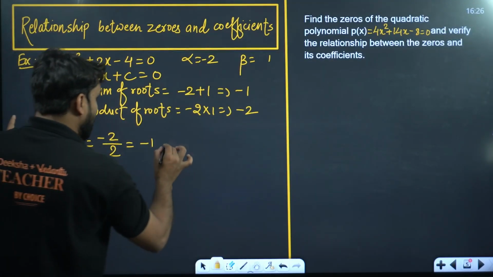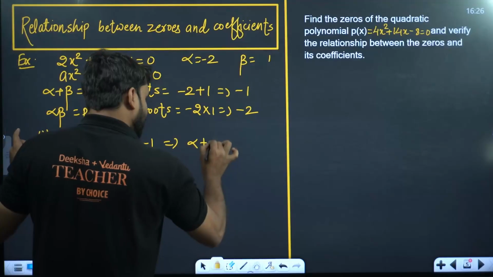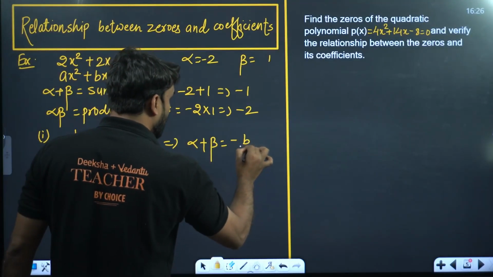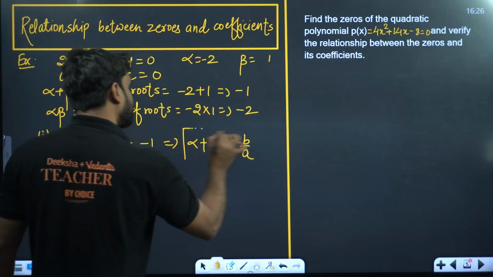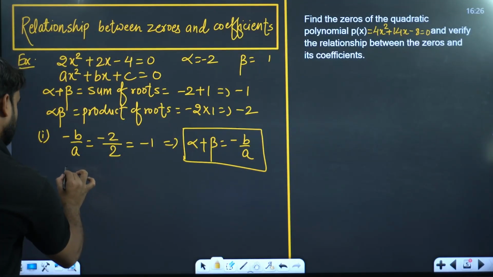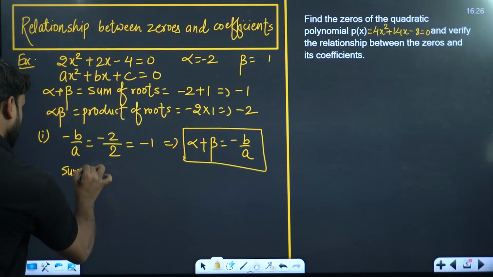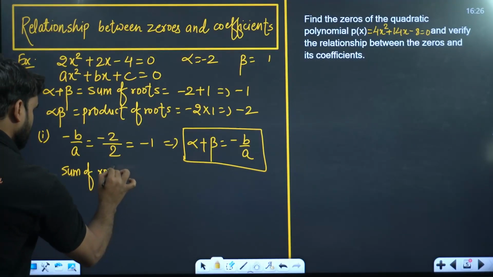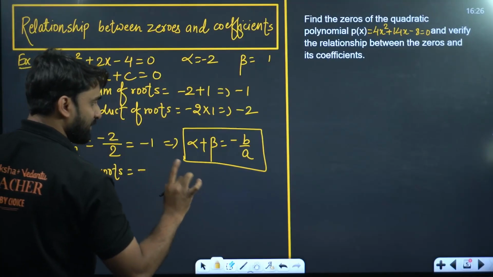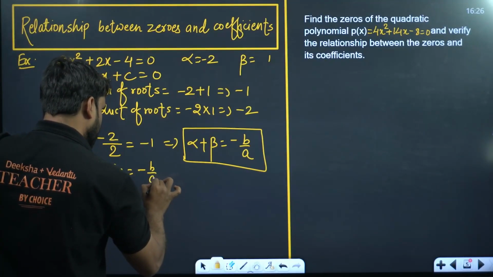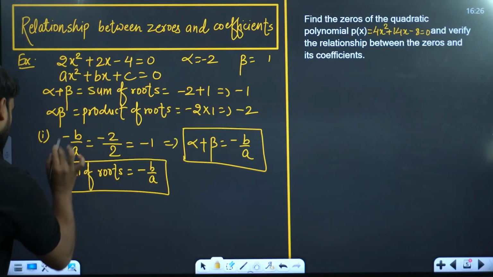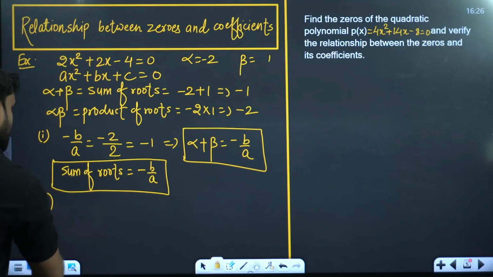It proves that alpha plus beta is also equal to minus b by a. So we can write this equation as: sum of roots is equal to minus b by a. This is the equation. Come on, please write it down in your copy. Now, second.